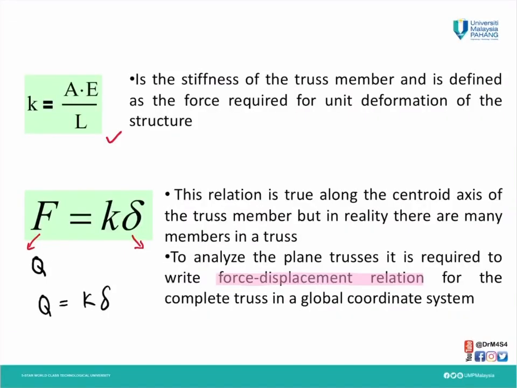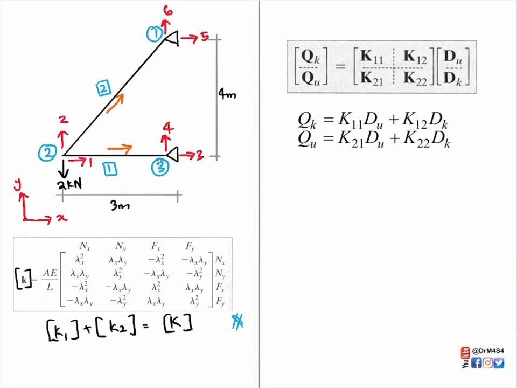Refer back to this formula. We're going to use Q for our F. At each node, we know there will be forces, and also at each node there will be displacement. So we can summarize that as Q equal to KD. So this is for our total system. This is Q, this is K, this is D.